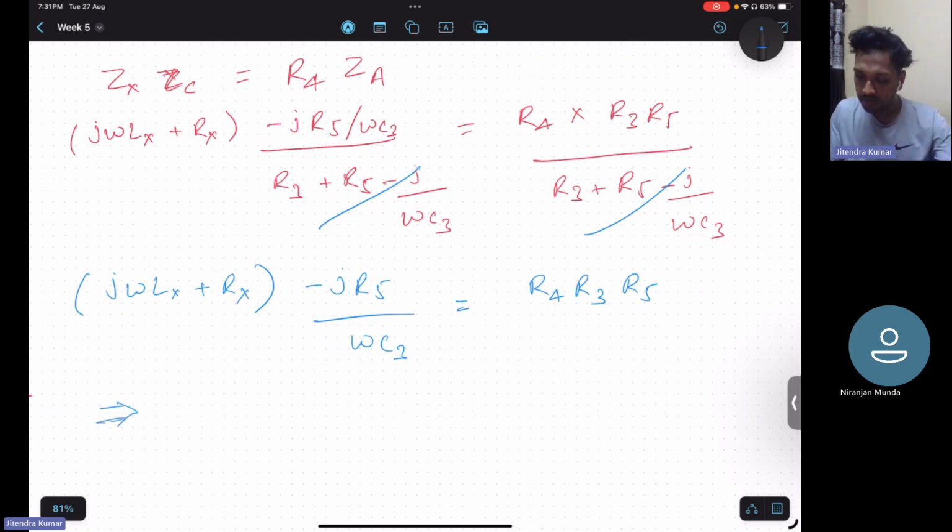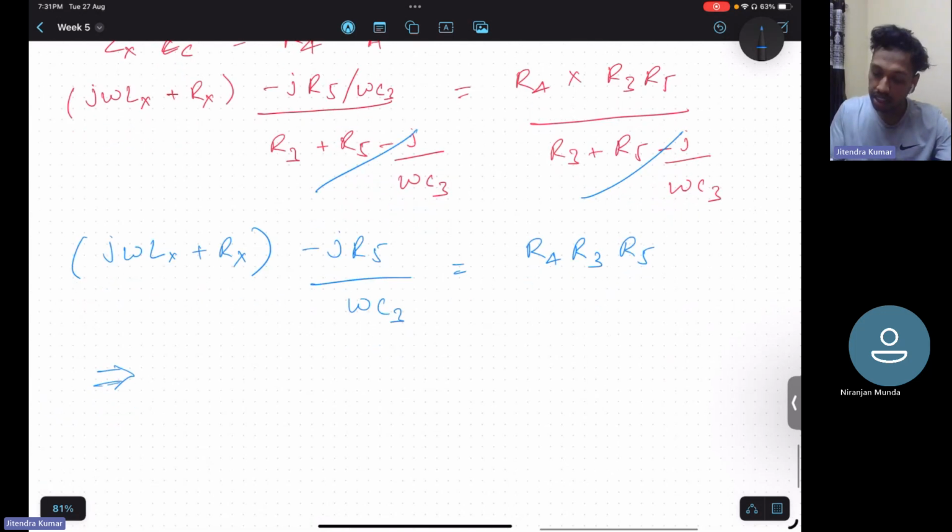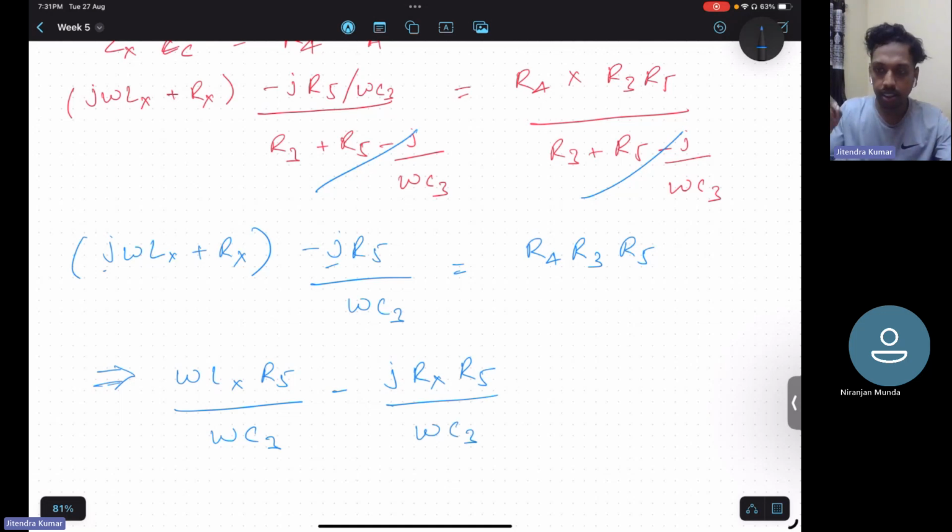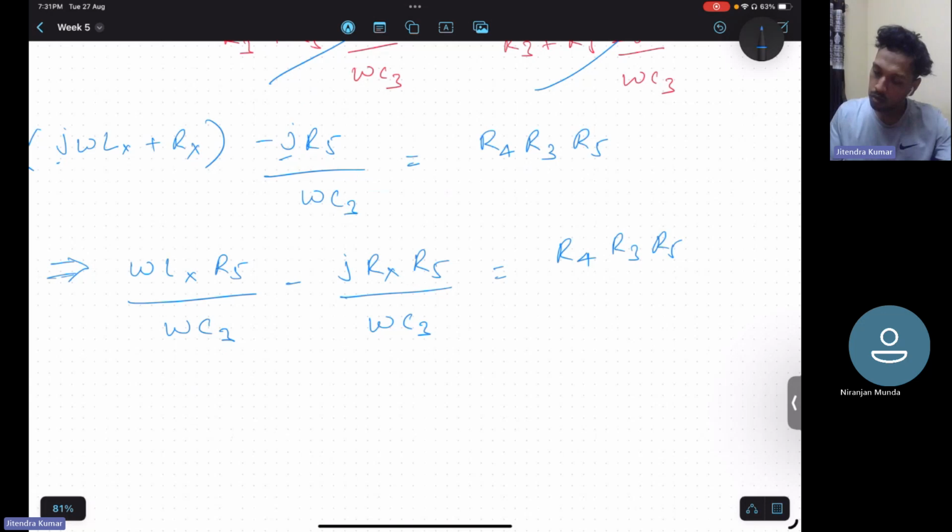Now we can make real part as well as imaginary part. On the left hand side, if you multiply this j and this minus j, that will be minus j squared, that will be 1. So omega Lx R5 divided by omega C3, this is one term, plus other term is minus j Rx R5 divided by omega C3. If you equate, it will be R4, R3, R5, isn't it? Now we are left with this imaginary term, which is not going to give you frequency of this circuit, because we do not have any imaginary terms on the right hand side.